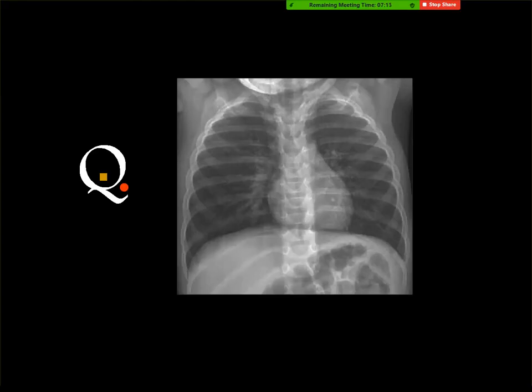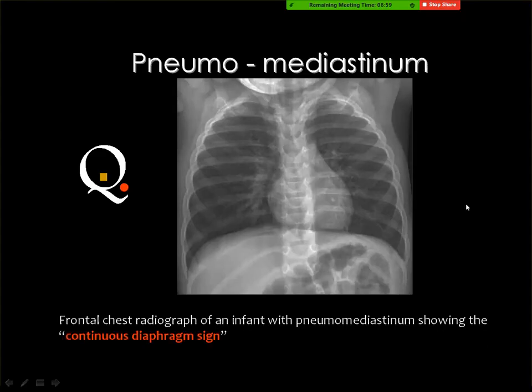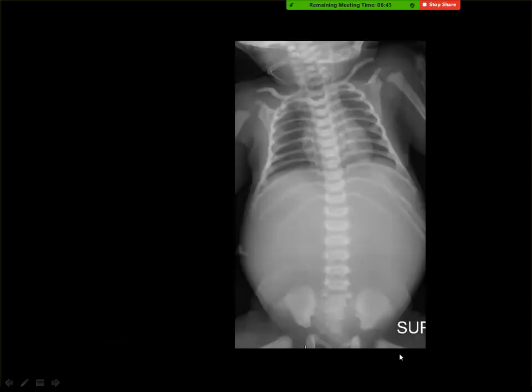Esophageal atresia. No, I didn't hear the answer. Continuous diaphragm sign. Yes, very good. This is pneumomediastinum. And the continuous diaphragm sign, you see the whole length of the diaphragm, which is diagnostic of pneumomediastinum. Very good.